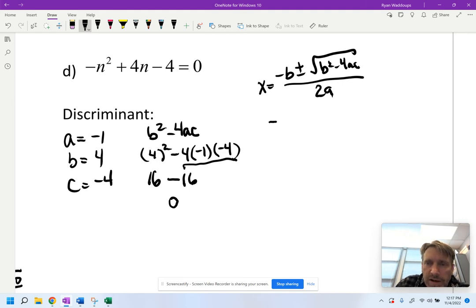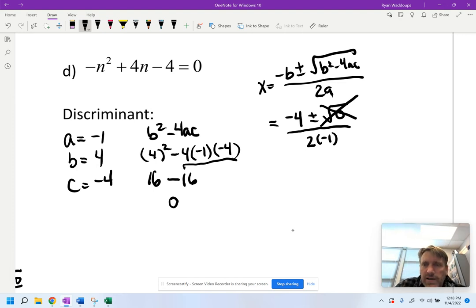So I've got this is equal to negative b. The opposite of b is negative 4, since b is positive 4, plus or minus the square root of 0 all over 2 times a, and a is negative 1. Now, plus or minus the square root of 0, the square root of 0 is just 0. And so this just goes away. And you got plus or minus nothing there.